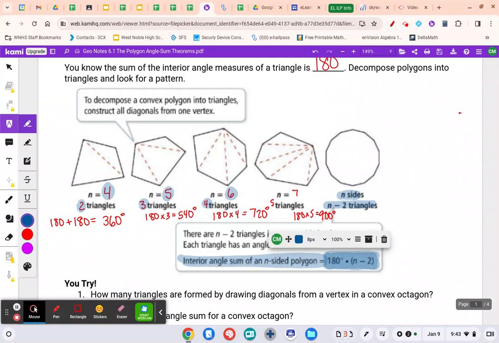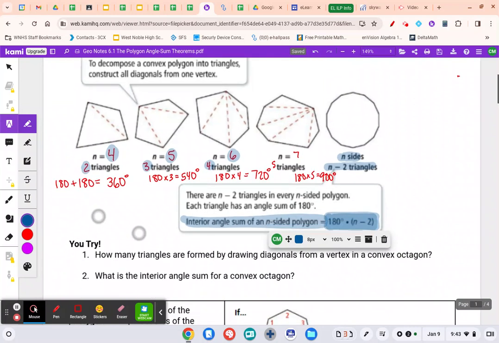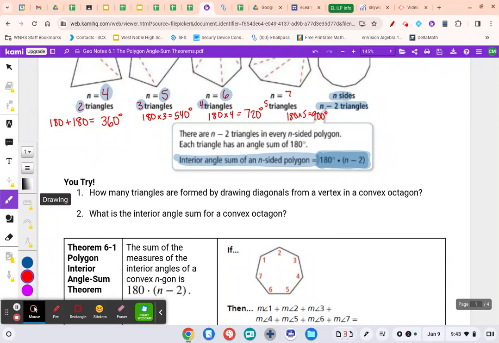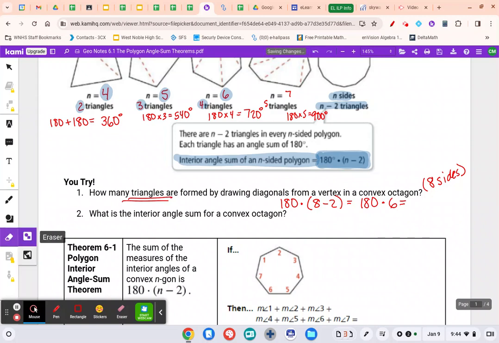So we'll use that. So you try. How many triangles are formed by drawing diagonals from a vertex in a convex octagon? First of all, we have to know an octagon has 8 sides, and then we just use our formula. So we just take 180 times 8 minus 2. That's just 180 times 6, which ends, I think I answered this wrong. We'll do that next step. How many triangles are formed is what I'm looking for here. That's just our 8 minus 2. I got ahead of myself.